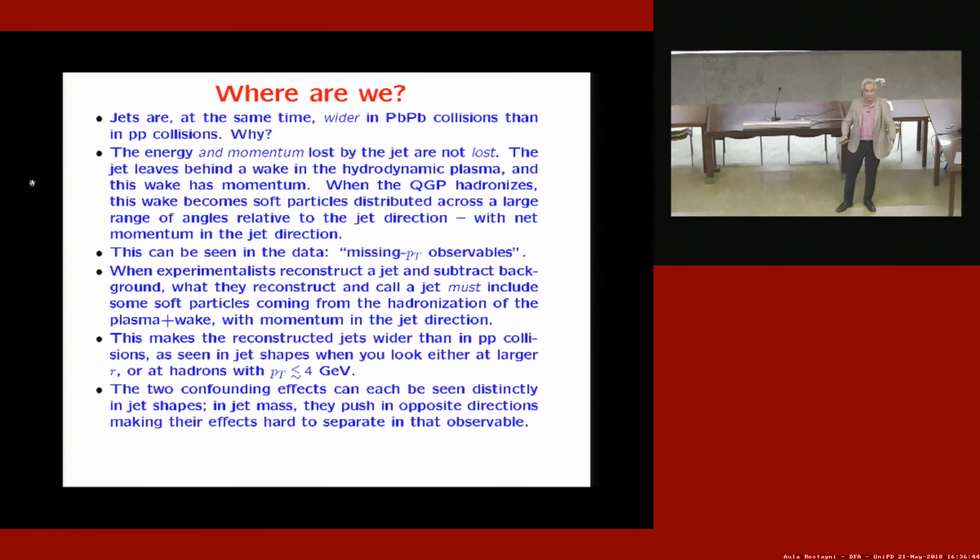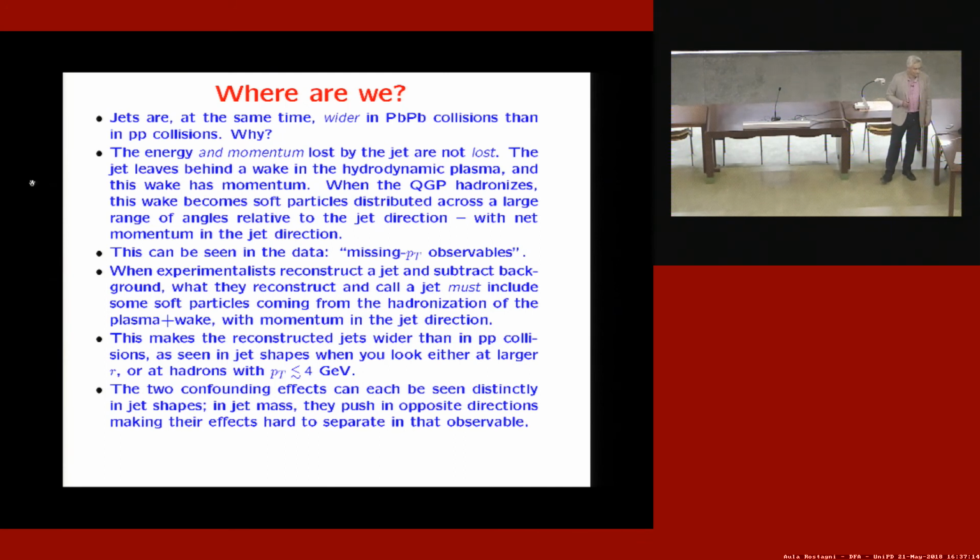Well, the soup gets momentum. So this jet lost momentum. That means I have flowing soup. Now, flowing soup at the end of the day turns into particles. And some of those particles will end up in what the experimentalist calls a jet. So the second confounding effect is that when an experimentalist measures a jet, it's not the same as what a theorist calls a jet. Because some of what's in an experimentalist jet is actually the flowing soup. And so we tried to model that.